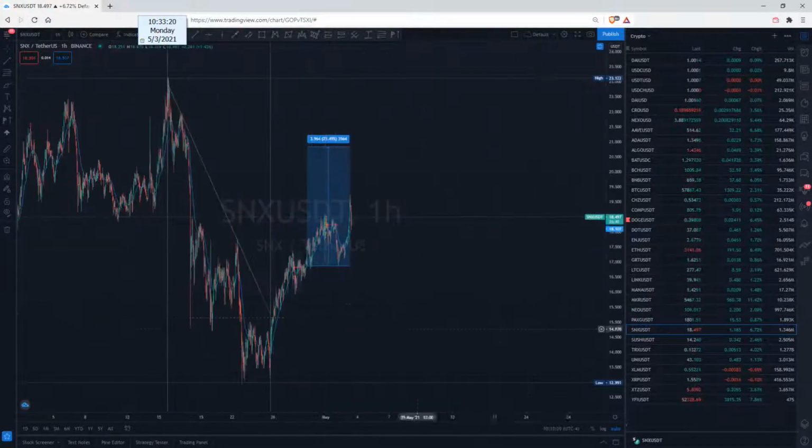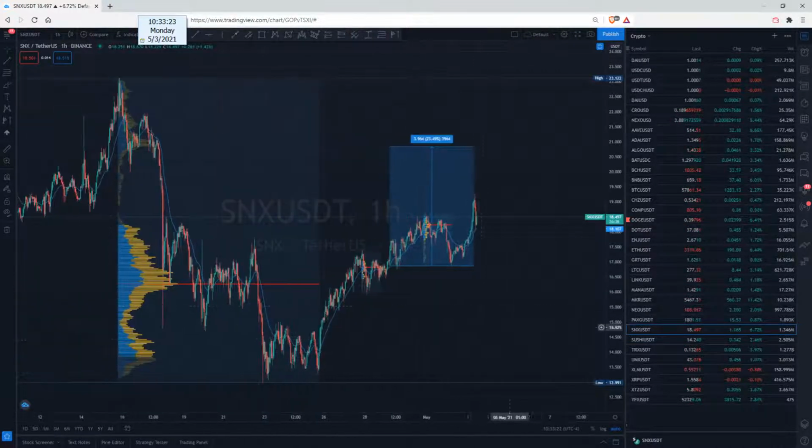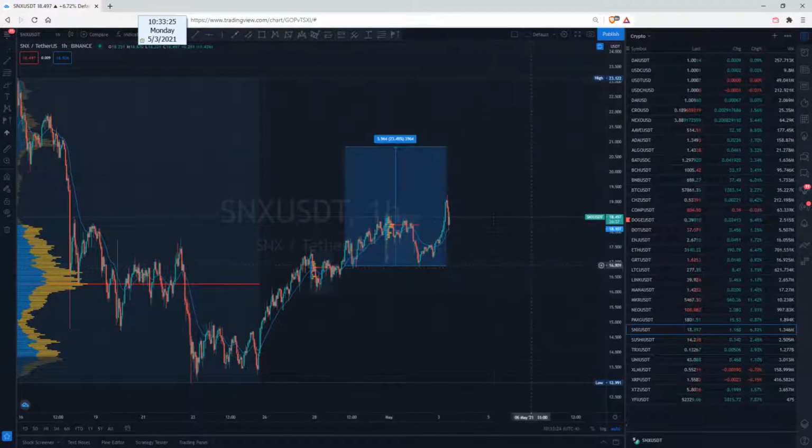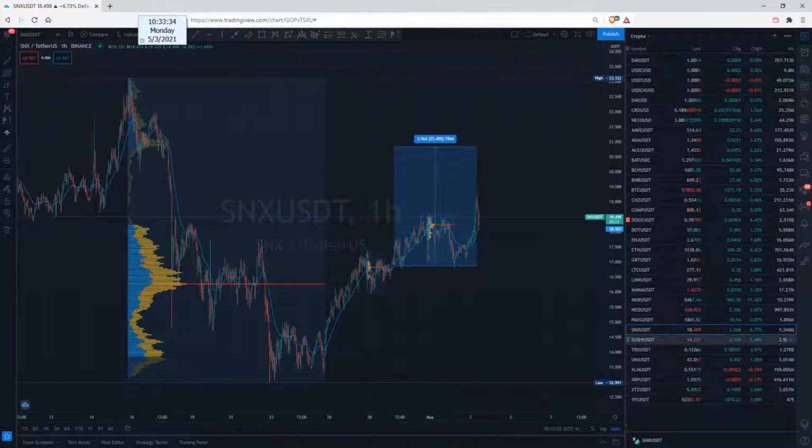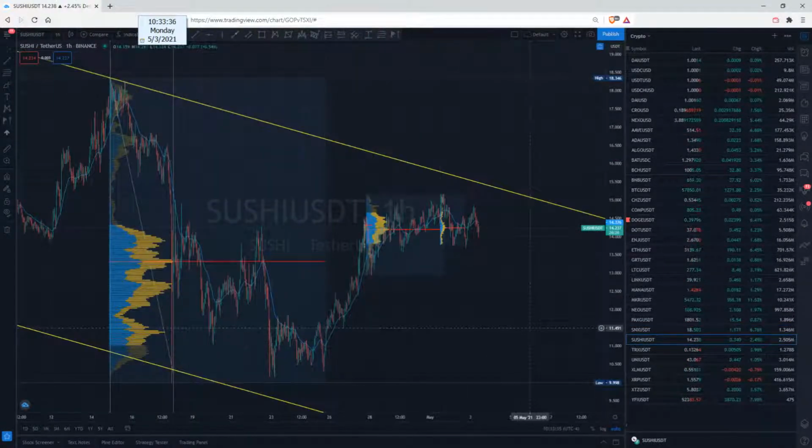SNX, I think, has already been a long and is still a long. We've been talking about that one for a while off of that bounce in the 1690s. Still looking for that 23-24% move back up into above the 20s, closer to 21. Fantastic bounce off of the previous volume. Still waiting.